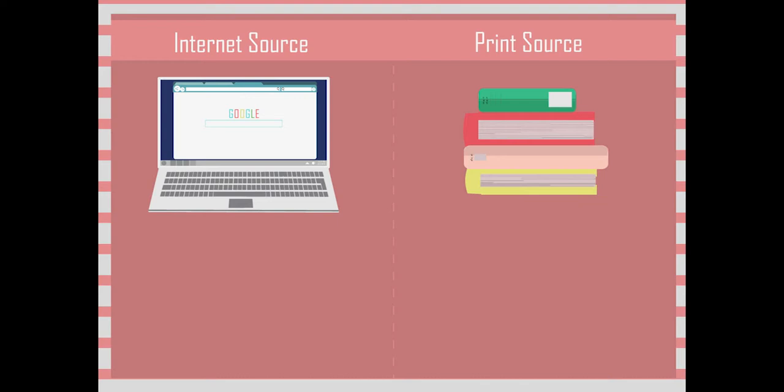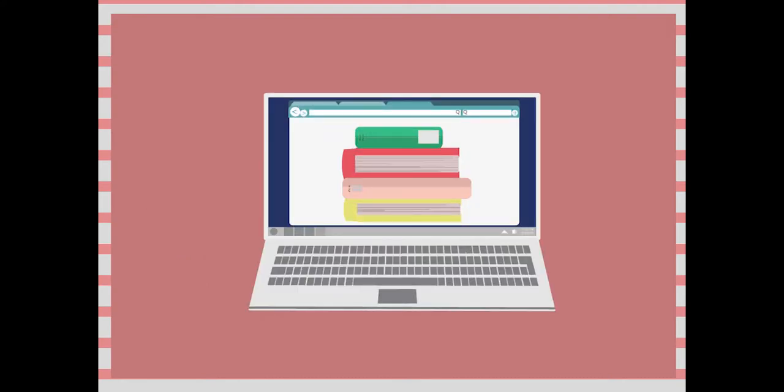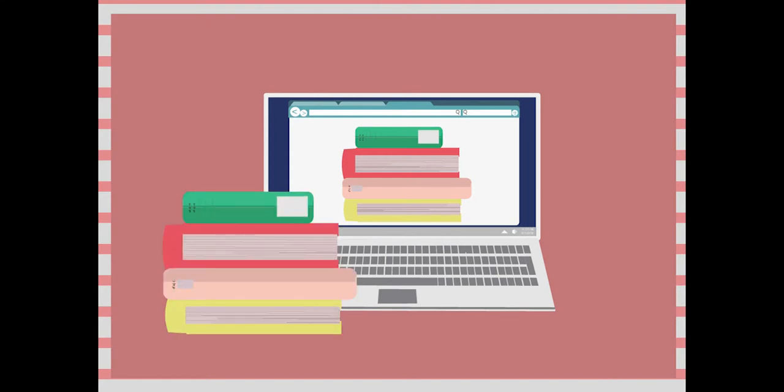For example, an internet source can mean anything that is published solely on the internet without any kind of review or editorial process. This would include blog posts and websites, but would not include articles from scholarly journals or newspapers. A print source can mean something that was published in print and also on the internet, like a scholarly journal that offers print and online subscriptions. The library likely only subscribes to the online version, so while you're finding the source on the internet, it would still count as a print source because it is also published in print.